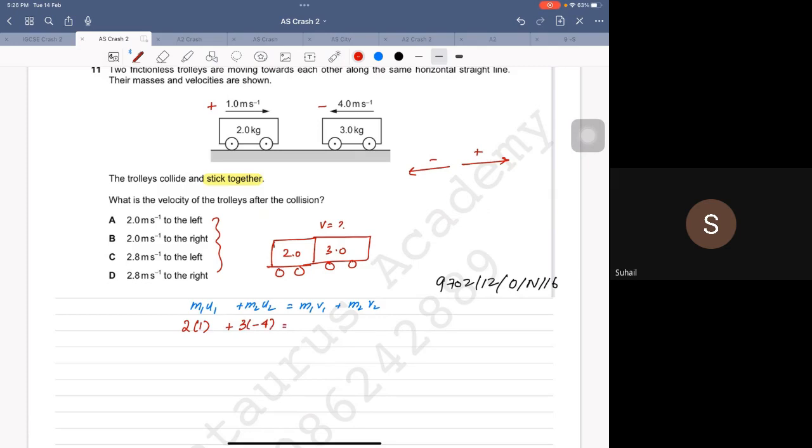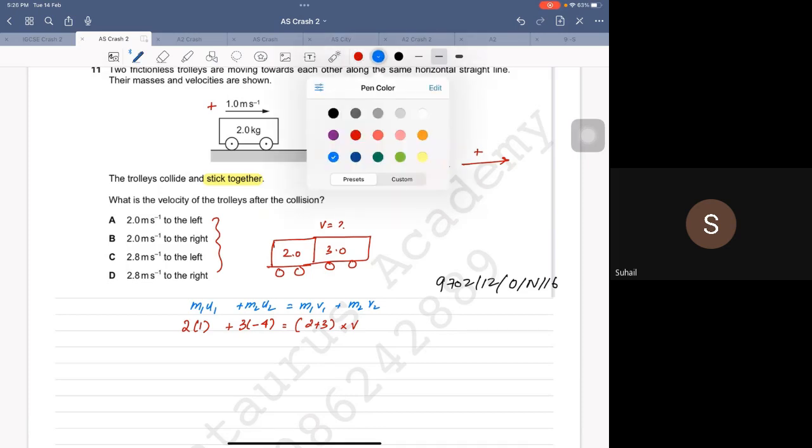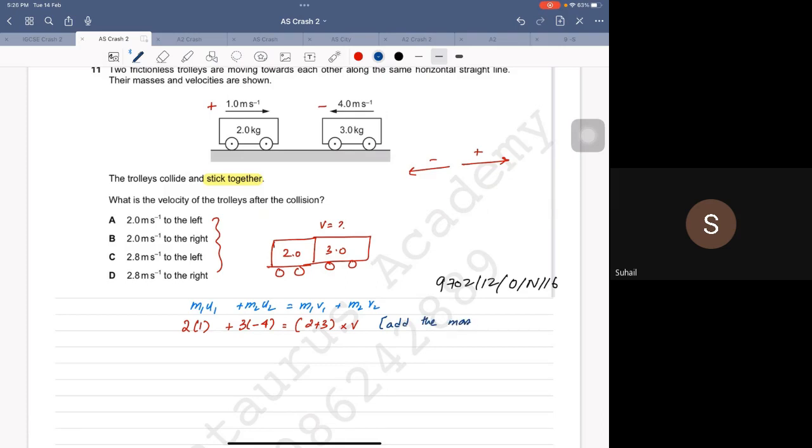Afterwards, when they combine, you're going to add the masses. So 2 plus 3, and they will have just a single velocity. So just remember, add the masses. Okay. So then you're going to get 2 minus 12 equals 5 times v. So it's going to be minus 10 equals 5 times v. So v is going to be minus 10 divided by 5, which is minus 2 meters per second. So obviously this is the answer.